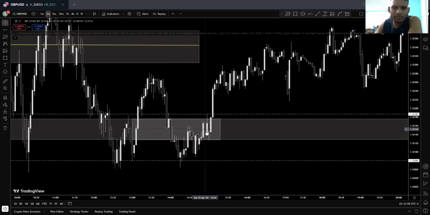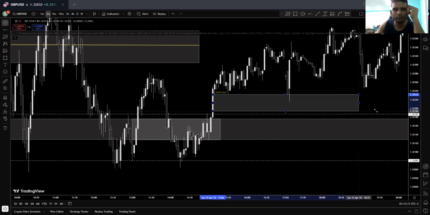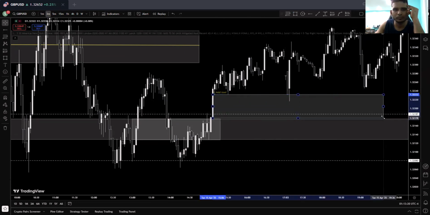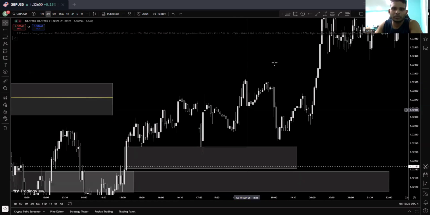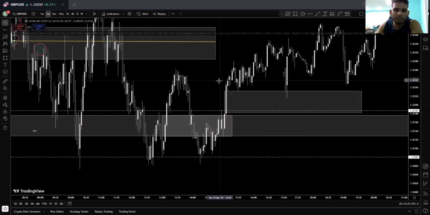There is no displacement, there is no fair value gap. Now it gets displaced. Now it flips this 3 minute fair value gap, creating a bullish fair value gap. So I can draw a bullish fair value gap here, and I like to see some higher prices, right?